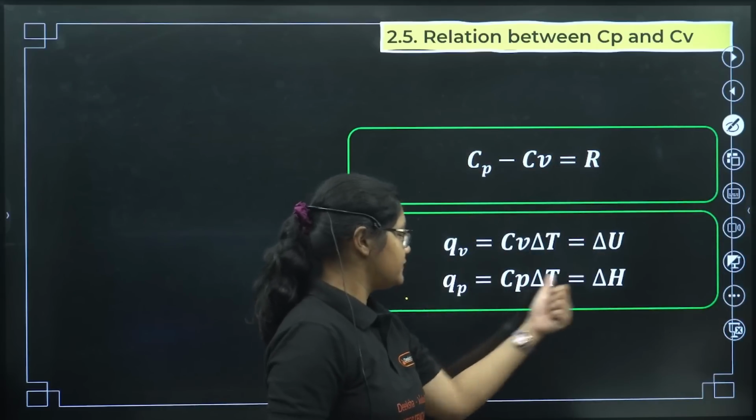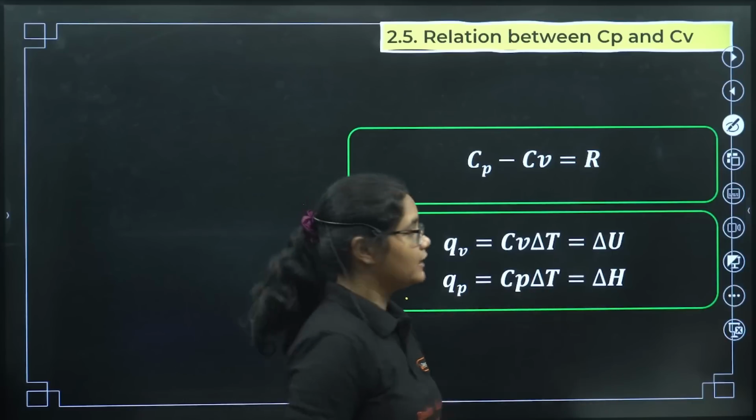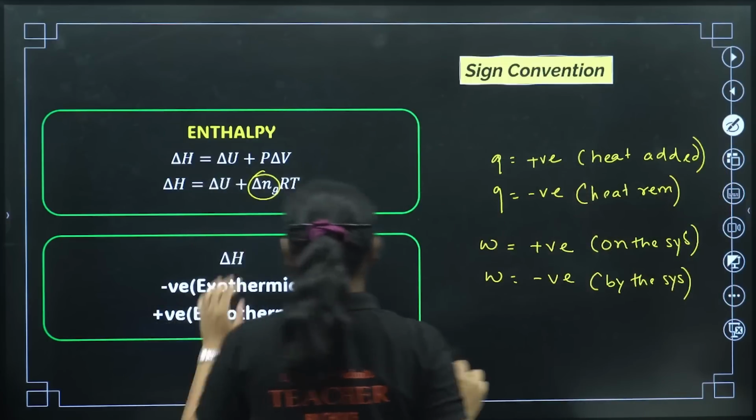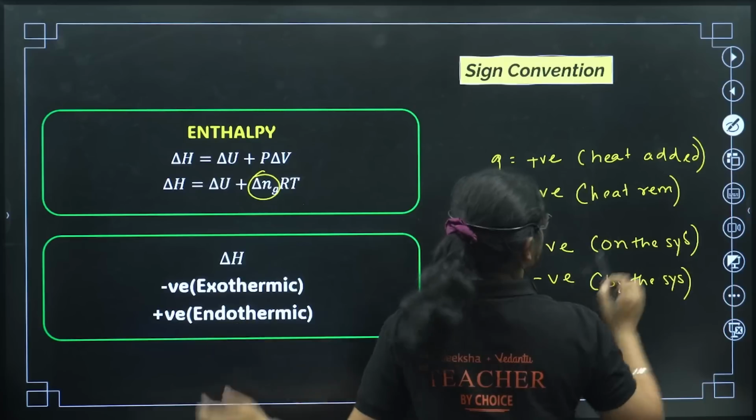Now moving forward with the enthalpies formula, Cp minus Cv is equal to R, Qv is equal to Cv delta T, Qp is equal to Cp delta T. And I think I have also given you the enthalpy formula, delta ng RT. This is an important formula, you should watch the minus and plus.